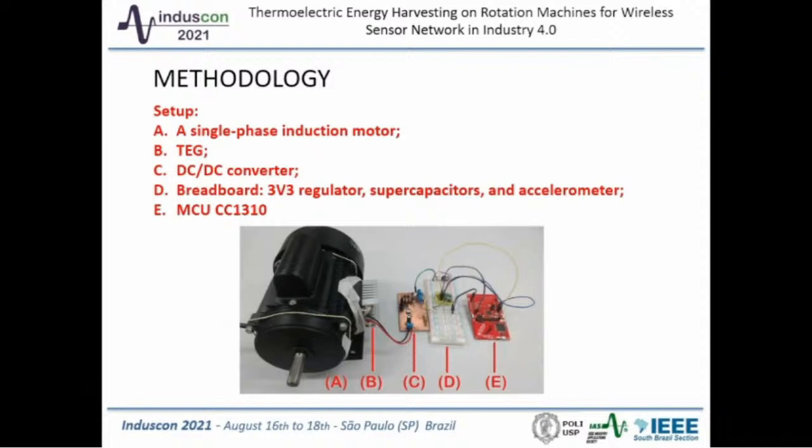This was our setup. What you can observe in the photo: a 350 watt single-phase induction motor, the thermoelectric generator (TEG), the power management circuit, the breadboard with 3.3V linear regulator, supercapacitors and accelerometer, and the MCU CC1310 from Texas Instruments.